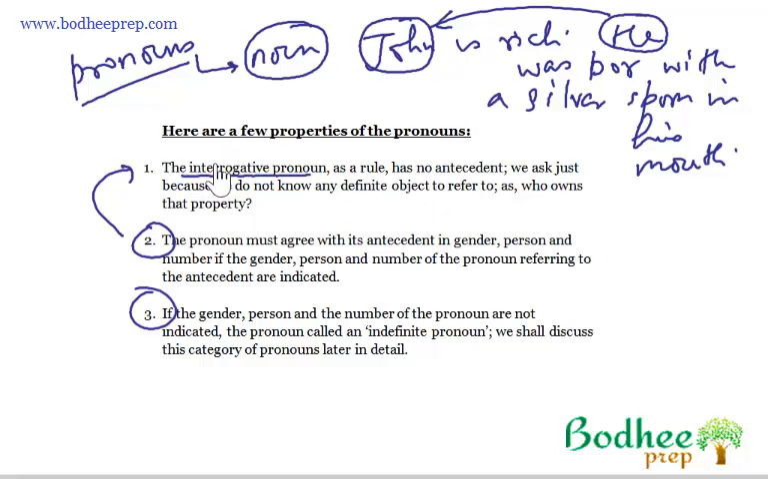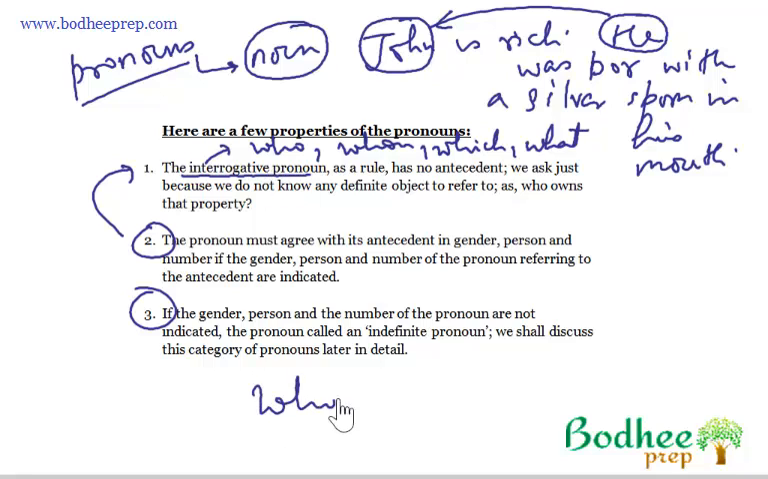And what are interrogative pronouns? We have interrogative pronouns like who, whom, which, and what. These are the interrogative pronouns, and usually they are part of a question. So when I say who is he, then in this case who does not refer to any kind of noun, and it does not have any antecedent. This happens in the interrogative pronouns, particularly when there is a question mark at the end of the sentence, and therefore the interrogative pronoun as a rule has no antecedent.